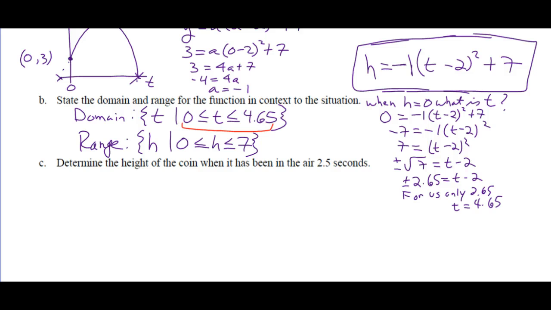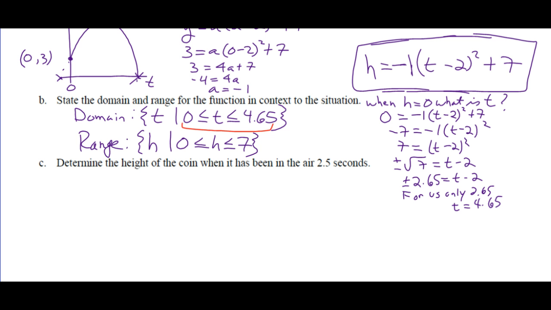Anyway, determine, show your work. So you've got a couple things you could do. You could graph this, right? You could go y equals -1(x - 2)^2 + 7. Set the window appropriately, graph, go second function calc, value x equals 2.5, and plug that in and get your number. So if it says state, you can just do that.